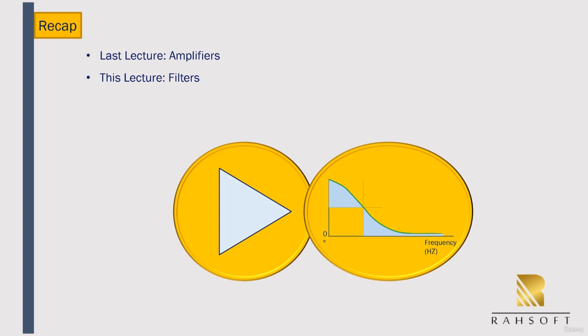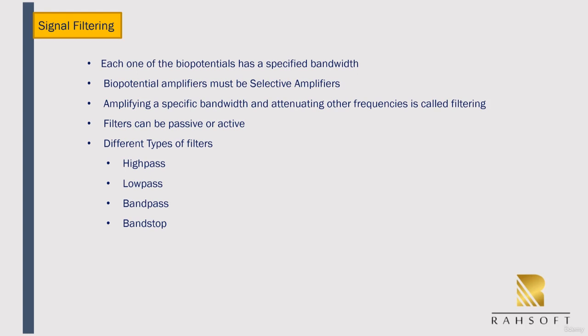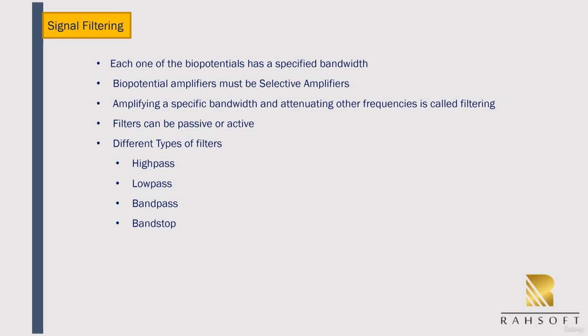In the last lecture, we talked about amplifiers, operational amplifiers, as well as the different types of operational amplifiers in relation to the golden rules. Each biopotential signal has a specific bandwidth, and biopotential amplifiers must be selective in the bandwidth that they choose. The specific bandwidth is then amplified, and other frequencies are attenuated, and this is called filtering. Filters can be either passive or active, and there are many different types, including high pass, low pass, band pass, and band stop filters, and we'll be discussing all of them in this chapter.